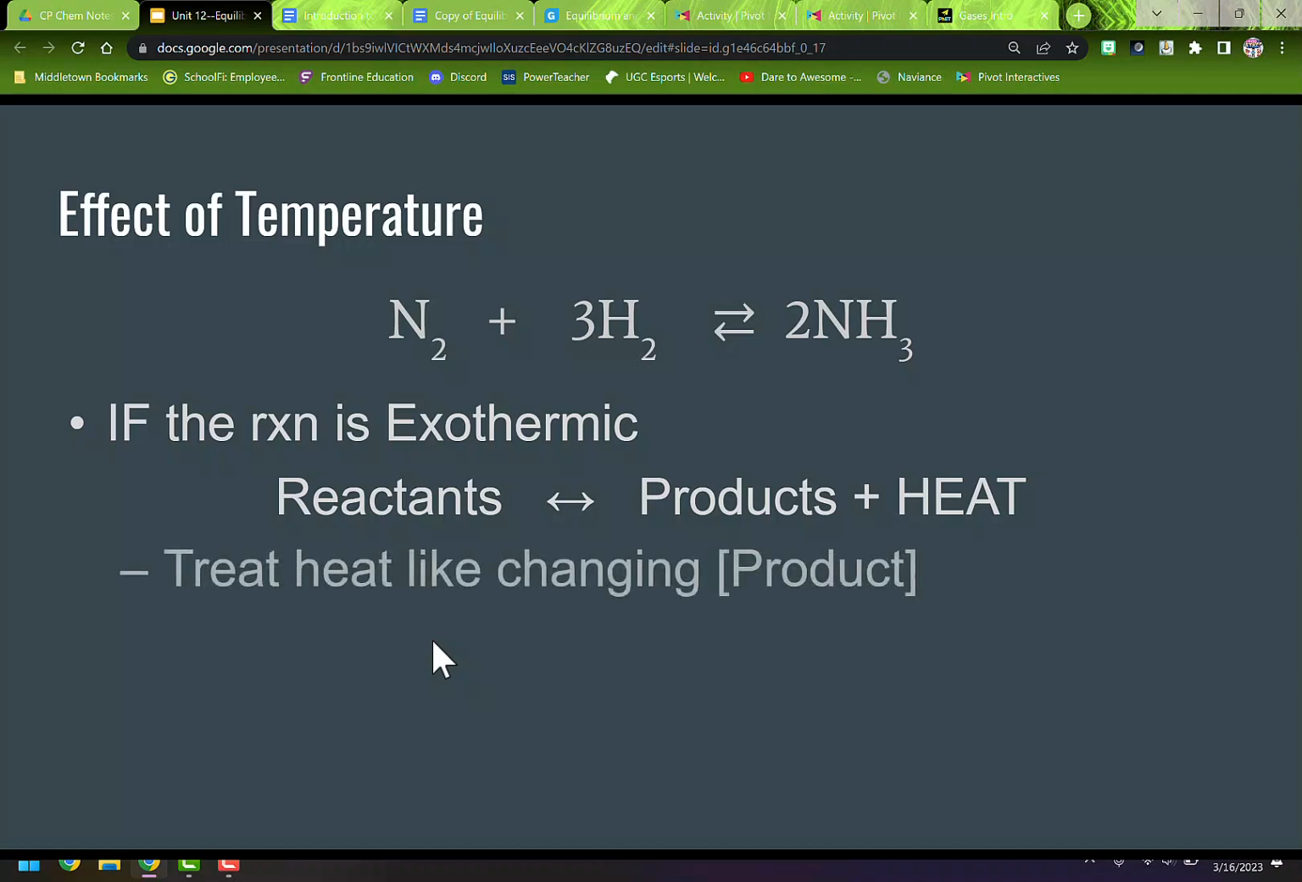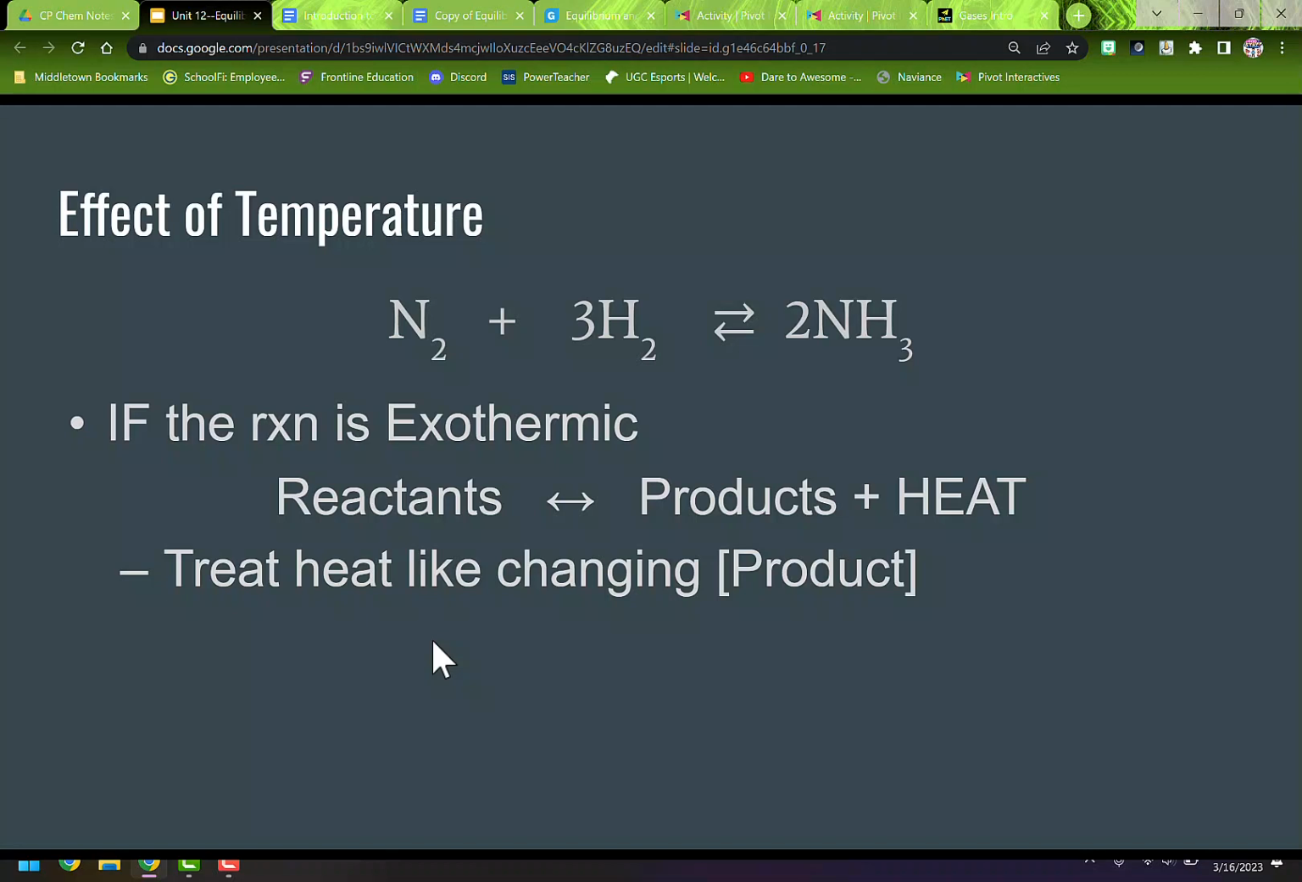Once the heat is on the product side, we're going to treat the heat like we're talking about changing concentration. So treat heat like a changing product. If we increase the heat, the reaction would shift to the left. So if we make an exothermic reaction hotter, so we add heat to an exothermic reaction, something that's giving off heat, then we'll actually decrease the amount of product and make more reactant. If we decrease the amount of heat, then the reaction will shift to the right and make more products.